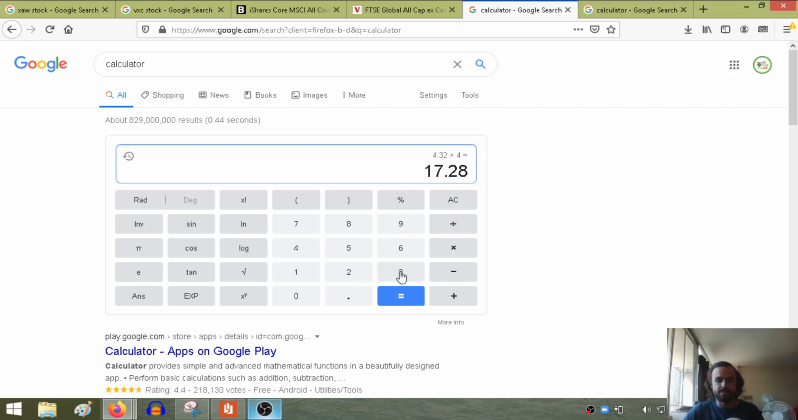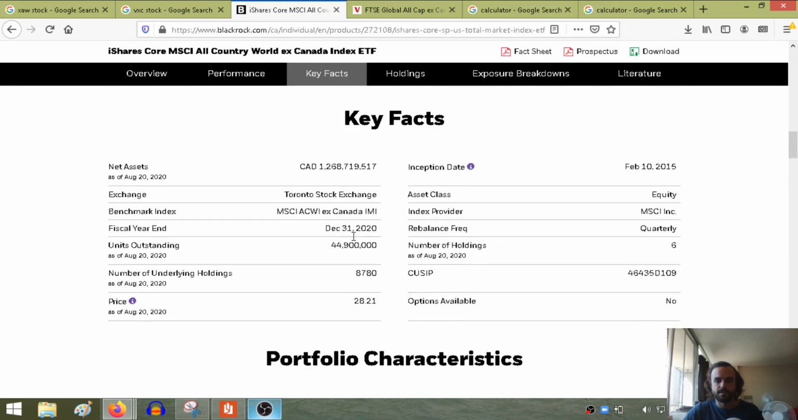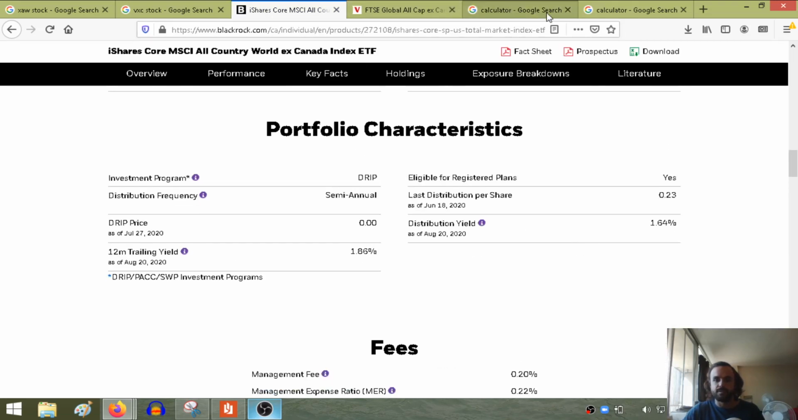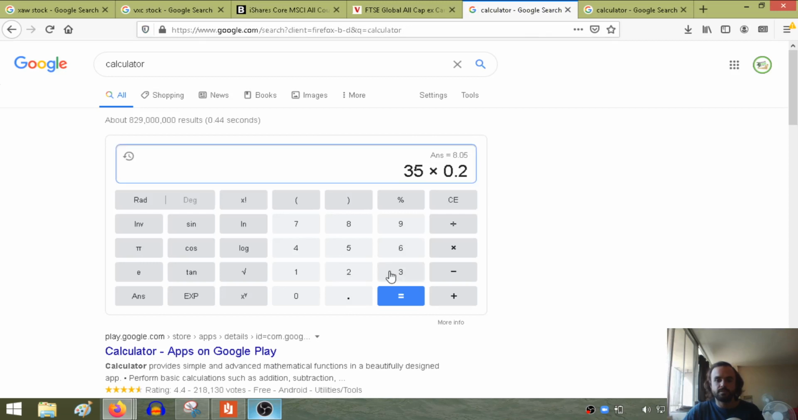And if we jump back to 35 times 0.23 for XAW, no, I didn't do that right. That's a different number than before. 0.35 times, what was it? My bad, folks. Okay, so I must have used the wrong number beforehand. I do apologize for that. But you're getting 16 cents on this one.